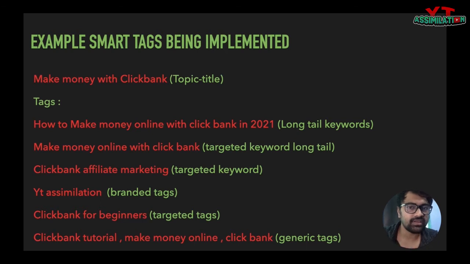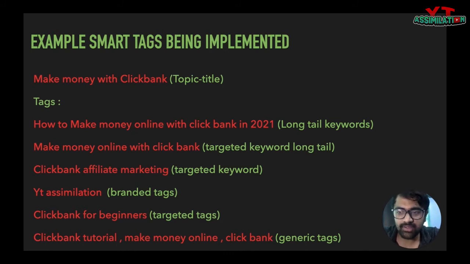So I've just added my channel name there, so that is a branded keyword. And then comes clickbank for beginners, which is also a targeted keyword, and one of the keyword variants I'll be using. And clickbank tutorial, make money online, and clickbank, these are some generic keywords I've been using.